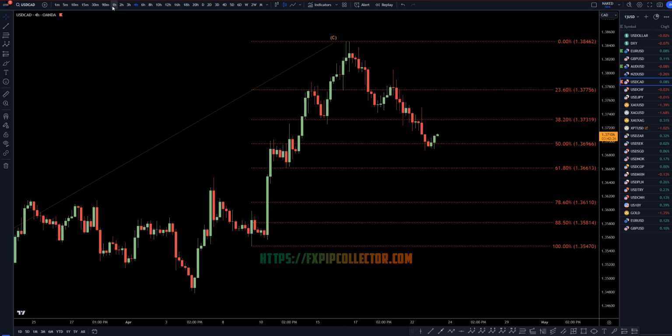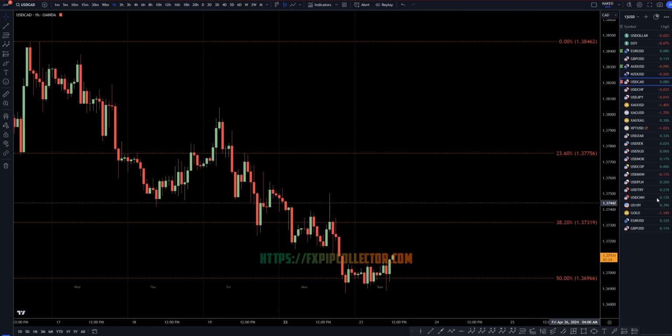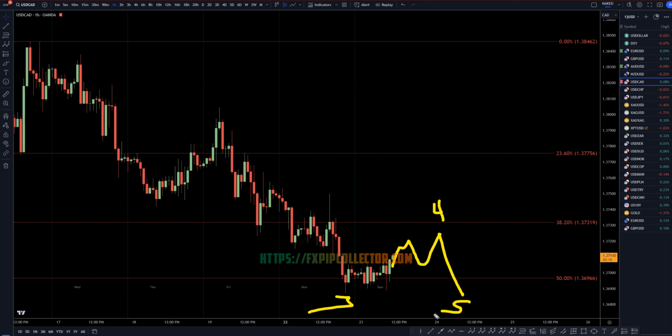So taking it down to the 1 hour time frame, this move up to me looks more like it's going to end up being a correction. I think it's going to be like a wave 4, and then we're going to get another push down for a wave 5 based on the higher time frames. And like I said, this should all either be a wave A or a wave 1 based on those higher time frames.